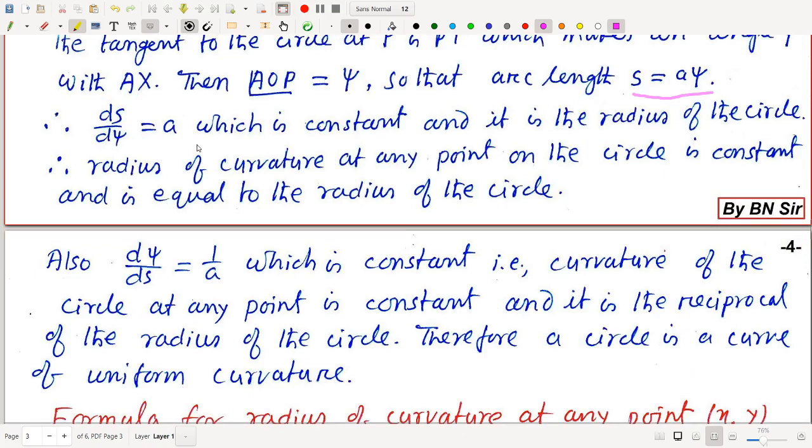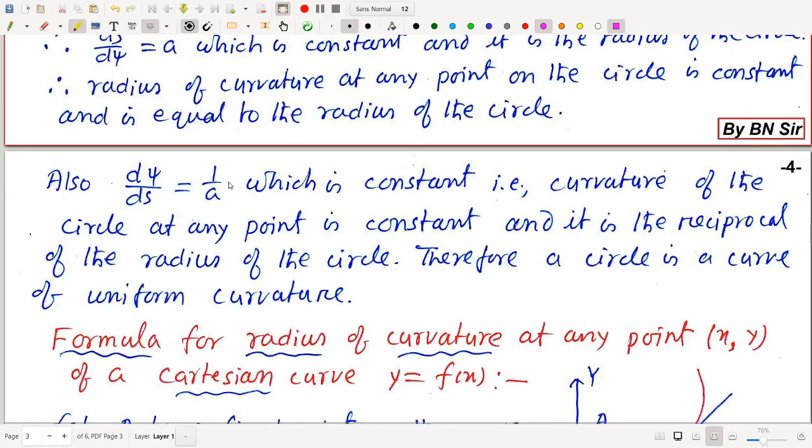And it is the radius of the circle. Therefore, radius of curvature, because ds by d psi is the radius of curvature by definition. So radius of curvature at any point on the circle is constant and it is equal to the radius of the circle. So the second part of the question is proved first.